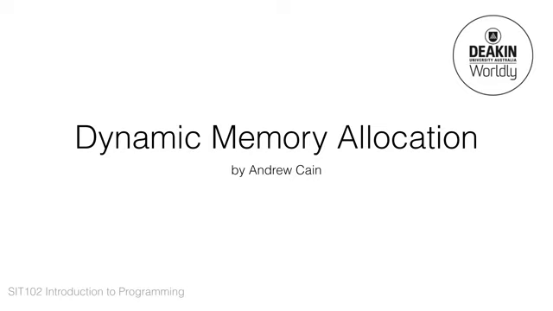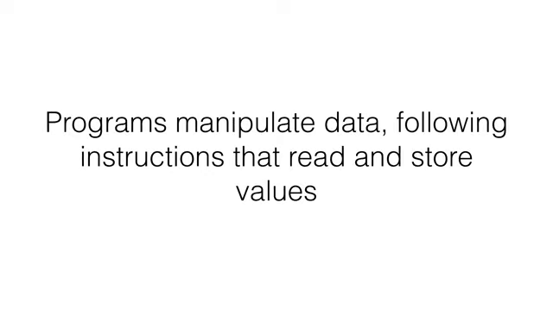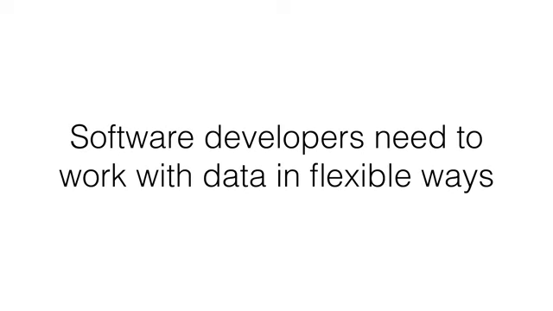Let's have a look at the idea of dynamic memory allocation. This is where we're going to really step it up a notch in terms of how we can access and manipulate memory in our programs. As we've seen, programs manipulate data. We've got sequences of instructions that read data by reading and storing values from variables that we can use.